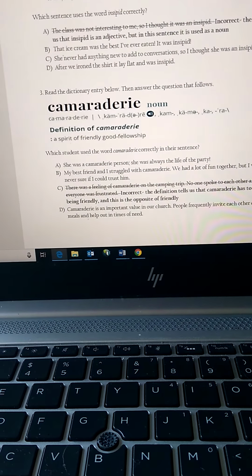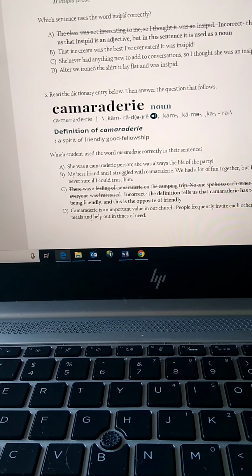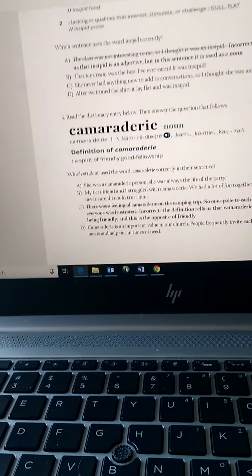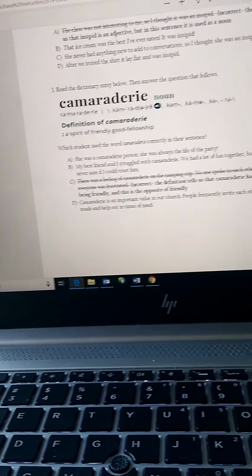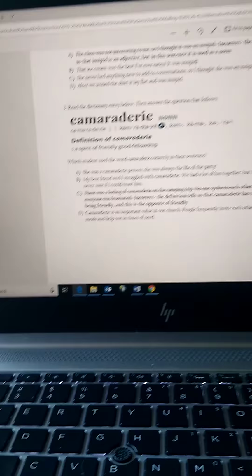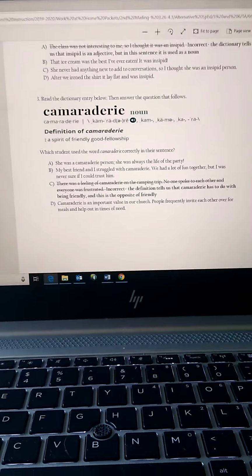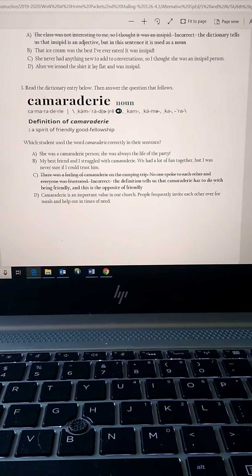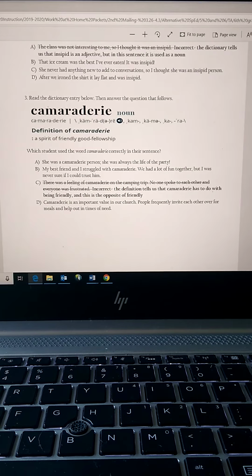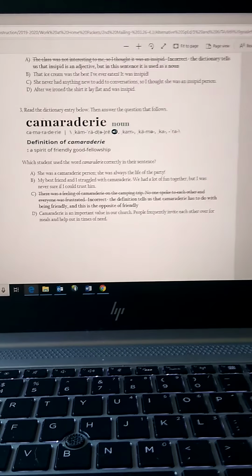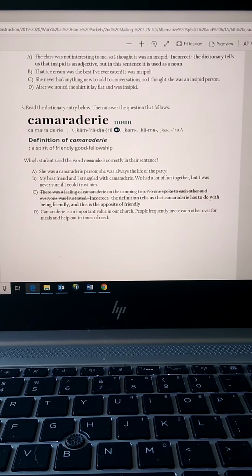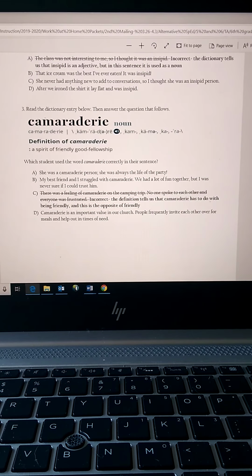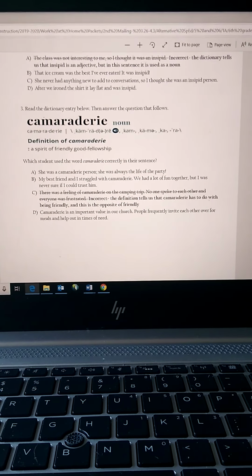The definition of camaraderie is a spirit of friendly good fellowship. Which student used the word camaraderie correctly in their sentence? A. She was a camaraderie person. She was always the life of the party. B. My best friend and I struggled with camaraderie. We had a lot of fun together, but I was never sure if I could trust him.